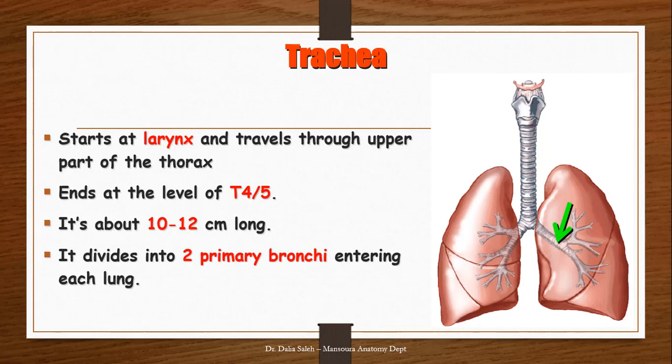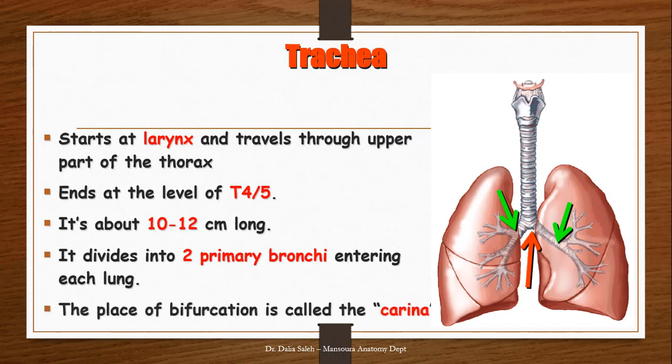This is the left bronchus and this is the right bronchus. We can notice that the left bronchus is longer than the right one. It arises from the trachea by a more oblique angle, while the right bronchus is in the same line as the trachea. The place where there is a bifurcation of these two bronchi, we call it the carina.